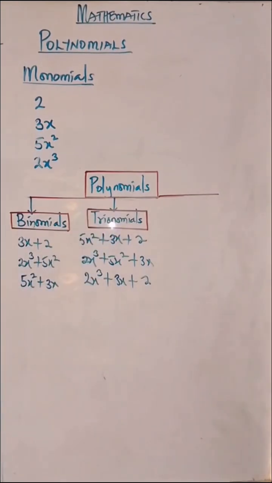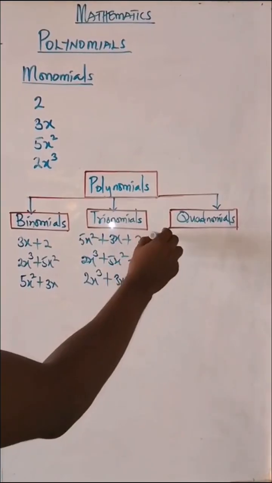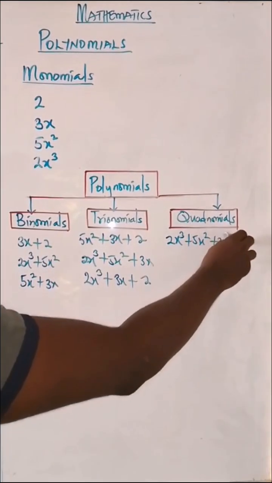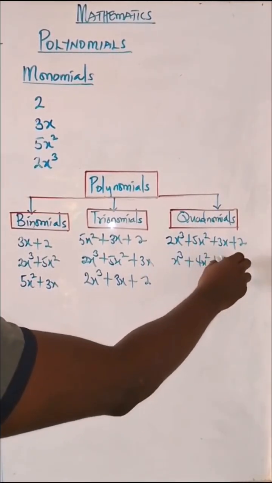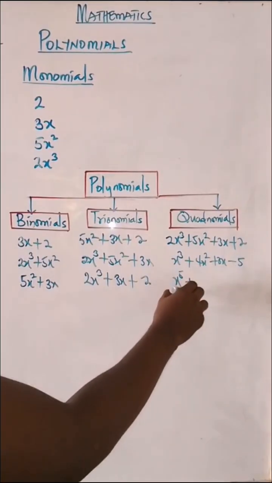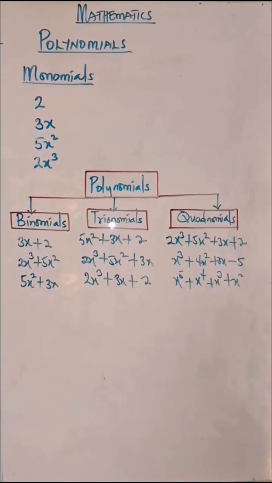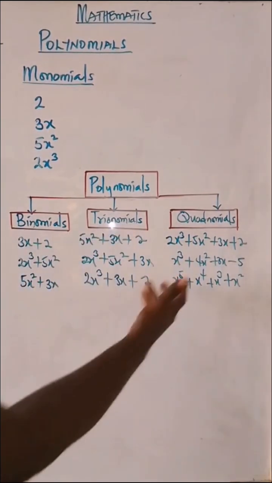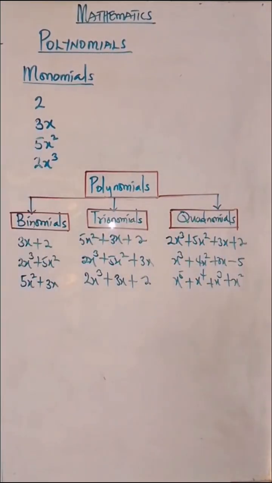What if we are combining 4? We can call it a quadnomial. So for quadnomials, we have 4 monomials. Let's start from this one: 2x cubed plus 5x squared plus 3x plus 2. We can have x cubed plus 4x squared plus 3x minus 5. We can have x to the power 5 plus x to the power 4 plus x to the power 3 plus x to the power 2. We are just counting the number of monomials. 2 monomials, binomials. 3 monomials, trinomials. 4 monomials, quadnomials. And they are all polynomials because we have more than one monomial.